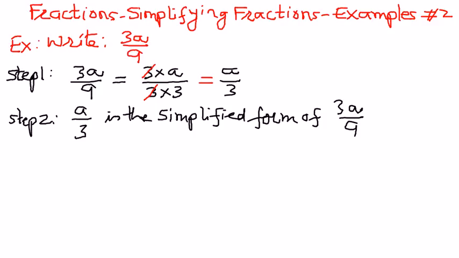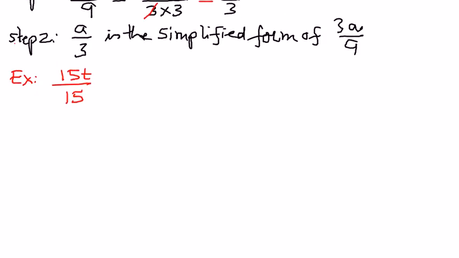Let's look at another example. Let's say this time, let me write this with another color. We want to write 15t over 15 in its simplest form. So the way we can write it out is as follows. Step number 1. We're going to factor the numerator and the denominator. In the numerator we have 15 times t, and in the denominator we have 15, which means 15 times 1.